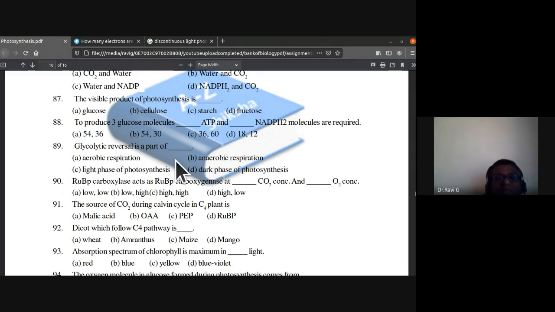Glycolytic reversal is a part of which phase? Again, this is a new question which you have not come across in your NCERT syllabus, isn't it? So the glycolytic reversal is a part of aerobic respiration, anaerobic respiration, light phase of photosynthesis, or dark phase of photosynthesis? It is the dark phase of photosynthesis. Okay, so dark phase of photosynthesis. So 89th, D is the answer.